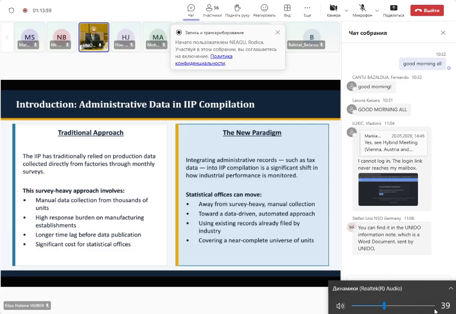Using existing records already filled, because every industry has to provide this data, tax data. They file the GST, goods and services tax returns, every month. So this data is live and can easily be utilized, covering a near complete universe of units. As I mentioned, if you are required to pay tax, you have to register, and that registration itself creates a huge database for us. For example, in India, we have almost about 13 million GST taxpayers who are submitting these returns online every month.